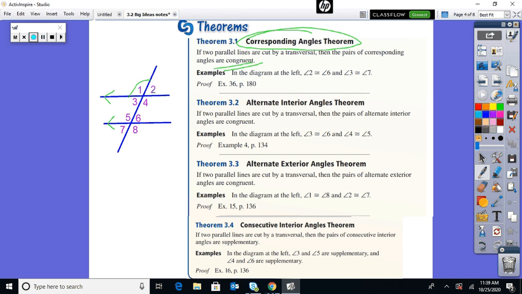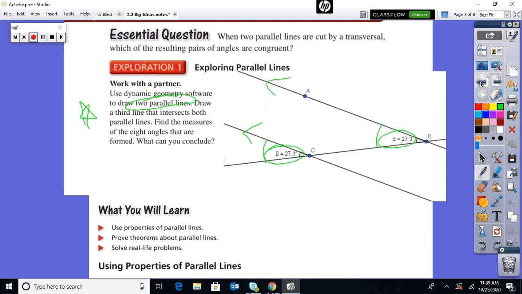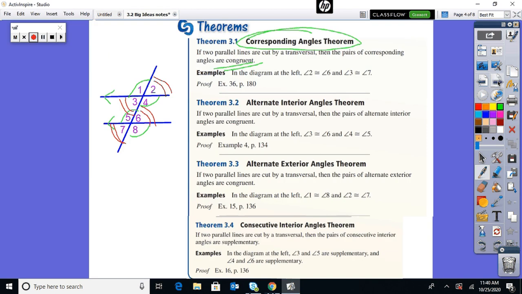So 1 will be the same as 5. 2 will be the same as 6. And then you guys know vertically, 2 and 3 will be the same. So 3 will be the same as 7. And 4 will be the same as 8. So corresponding angles will match up and be congruent. And that's what this was trying to illustrate using GeoGebra. The same angles in the corresponding spots when the lines are parallel. This only happens when the lines are parallel.